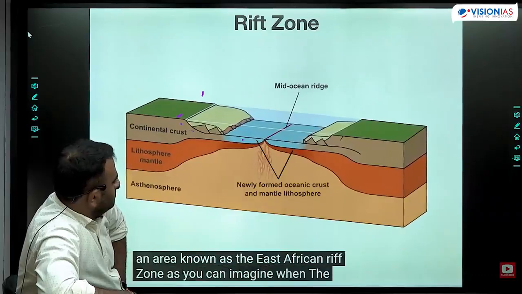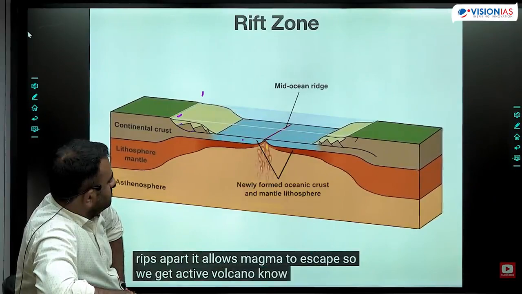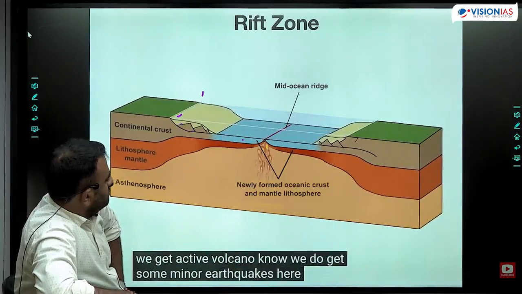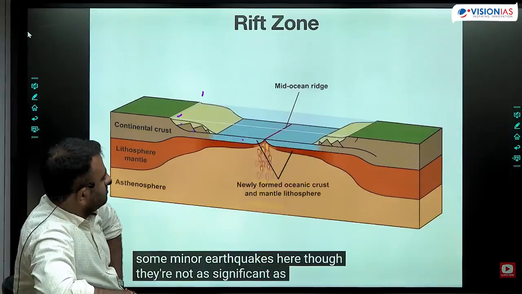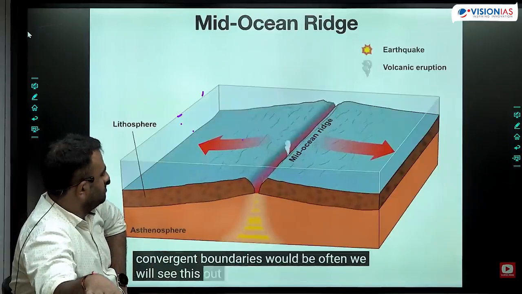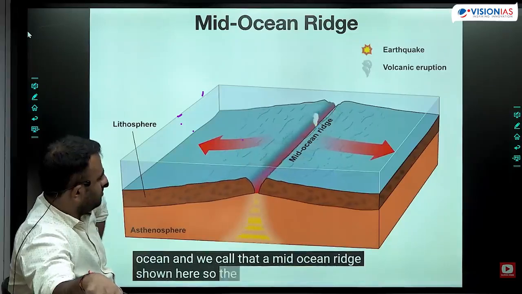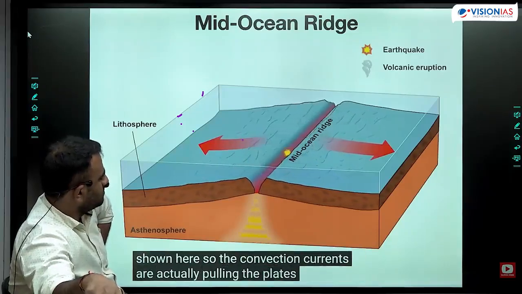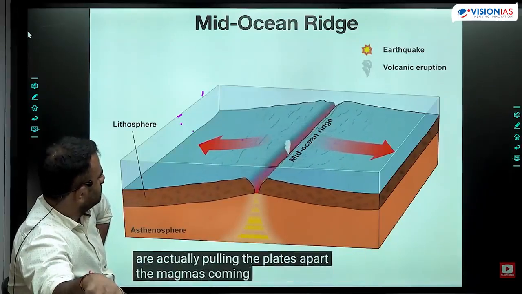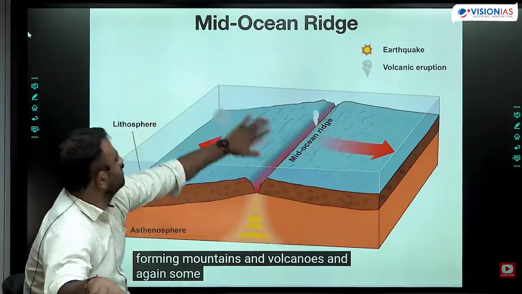As you can imagine, when the rock rips apart, it allows magma to escape. So we get active volcanoes. We do get some minor earthquakes here, though they're not as significant as the convergent boundaries would be. Often we will see this out in the middle of the ocean. We call that an ocean-ocean divergence, mid-ocean ridge, shown here. So the convection currents are actually pulling the plates apart. The magma is coming up in the middle, forming mountains and volcanoes, and again, some earthquakes.